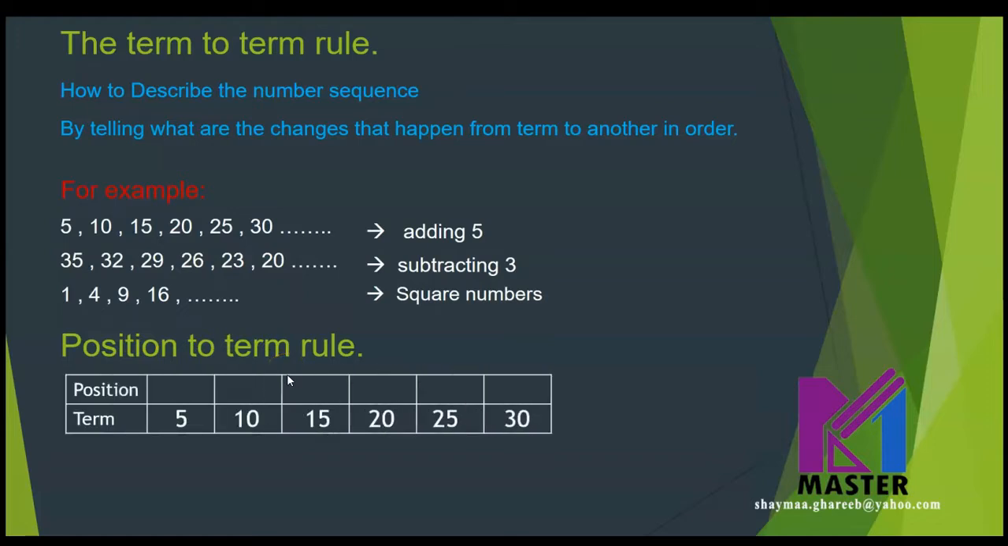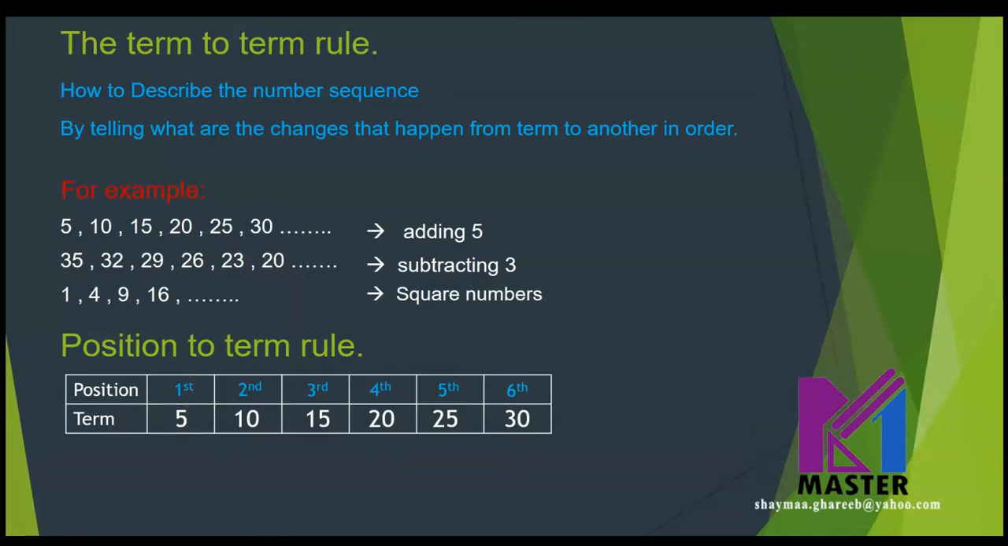Let's see an example. We have the positions here in this table and the terms, as you can see. Let's put the positions: 1, 2, 3, or first, second, third, fourth, fifth, and sixth. And now let's check. Is there any link between the position and the term? Let's see, for example, 1 became 5. So what happened to the 1 to be 5?